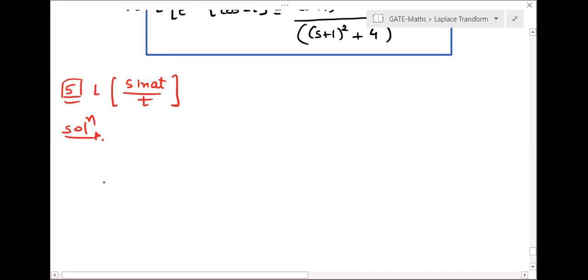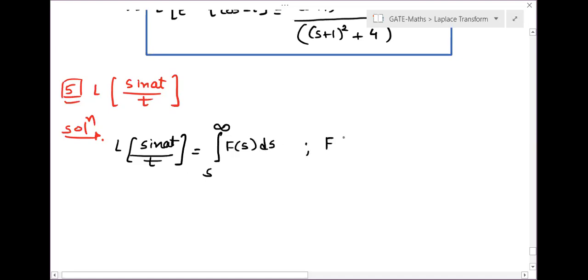So Laplace of sin at by t, and what is extra over here? In input, your limit is 0 to infinity, and in output, your limit should be s to infinity. So now we are taking the limit in output. So here Laplace of sin at by t will give me the integration from s to infinity of f of s ds, where f of s is Laplace of sin at. What is Laplace of sin at? a divided by s square plus a square.